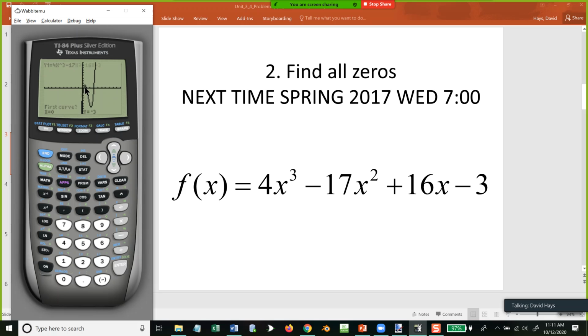You can see here in the middle, it comes up a little bit above the x-axis and goes back down. That means there's two answers real close to each other. But there's 3 places where it crosses the x-axis. So first thing I'm going to do is enter on first curve, enter on second curve, and I'm going to put 0 in for the guess.